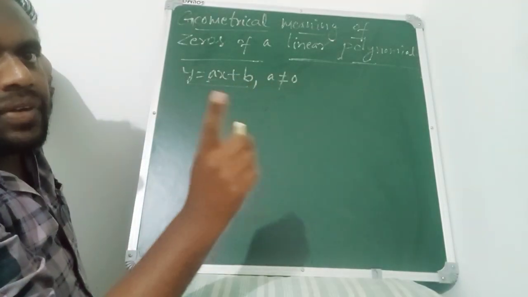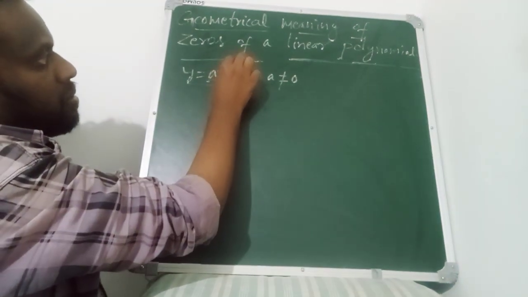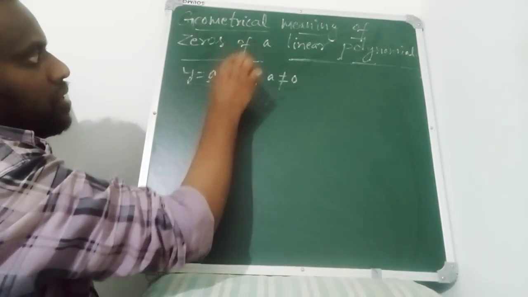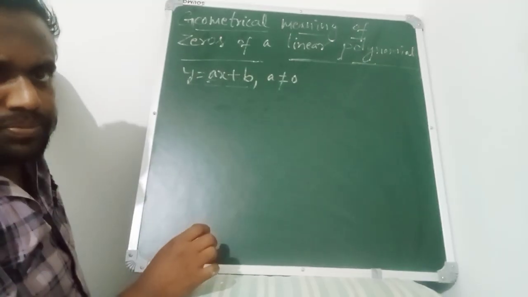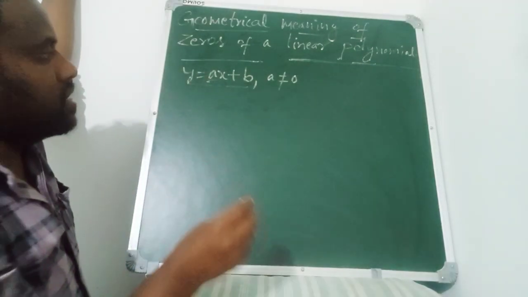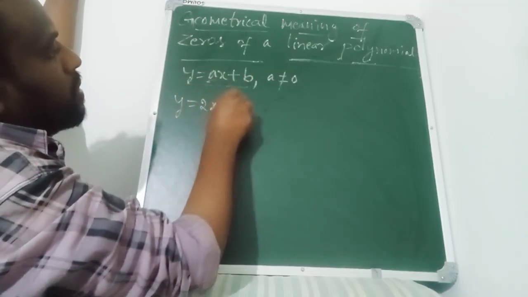Linear means the power of x is 1. Here see, x is there, and nothing written means the power is 1. So because of power 1, this is a linear polynomial. Okay, so this is the general form. I will take an example: y is equal to 2x plus 3.